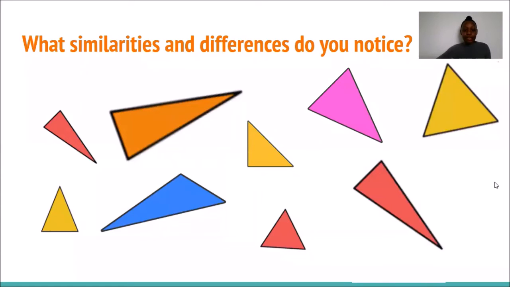Here we have some triangles. Pause the video here and discuss with your adult what similarities and differences you notice. So all these shapes here are different colours, they have different length sides, they're on different angles. However, they are all triangles. Triangles can be tricky sometimes because they come in so many different variations, but they are all still classed as a triangle.